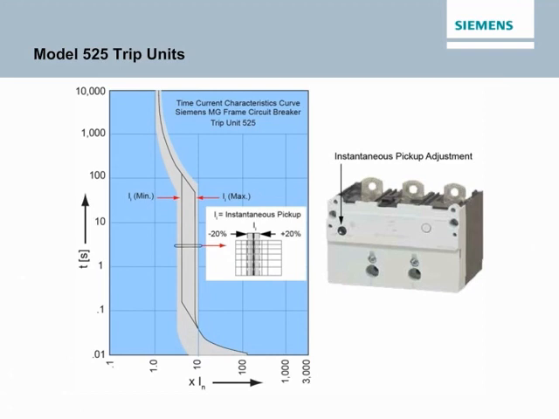Model 525 thermomagnetic trip units are available with multiple continuous current ratings. For example, MG frame circuit breakers can be equipped with a 600 amp, 700 amp, or 800 amp Model 525 trip unit. The time current curve shown here is for an 800 amp Model 525 trip unit. Note that while the continuous current rating is set by the selection of the trip unit, the instantaneous pickup setting is adjustable.